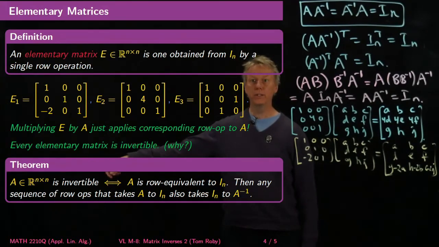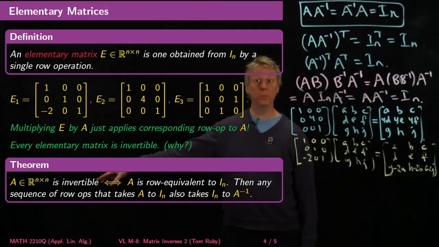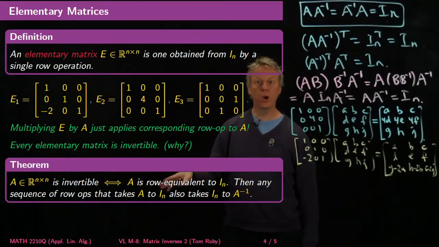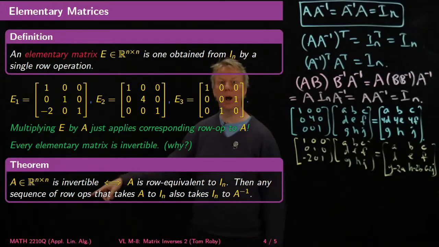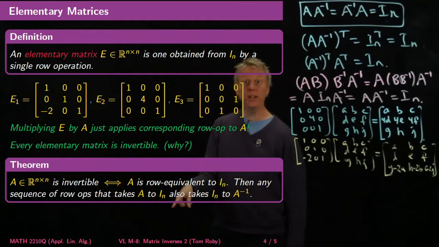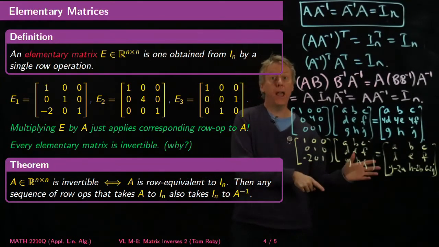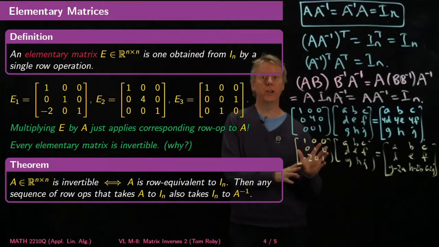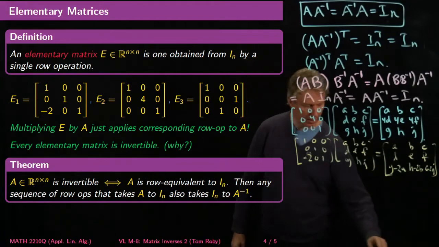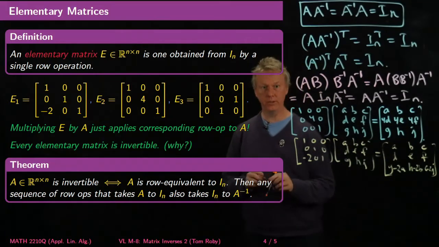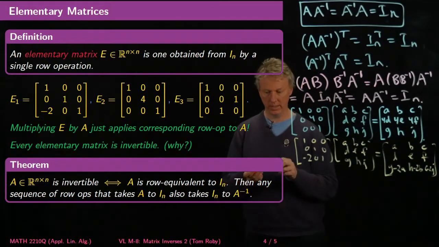An n by n matrix is invertible if and only if it's row equivalent to the identity matrix. Okay? And in that case, any sequence of row operations that takes A to the identity matrix will also take the identity matrix to A inverse. And this is what will let us get an algorithm. Okay? So why should that be true? Let me write a little bit down to explain all of this.